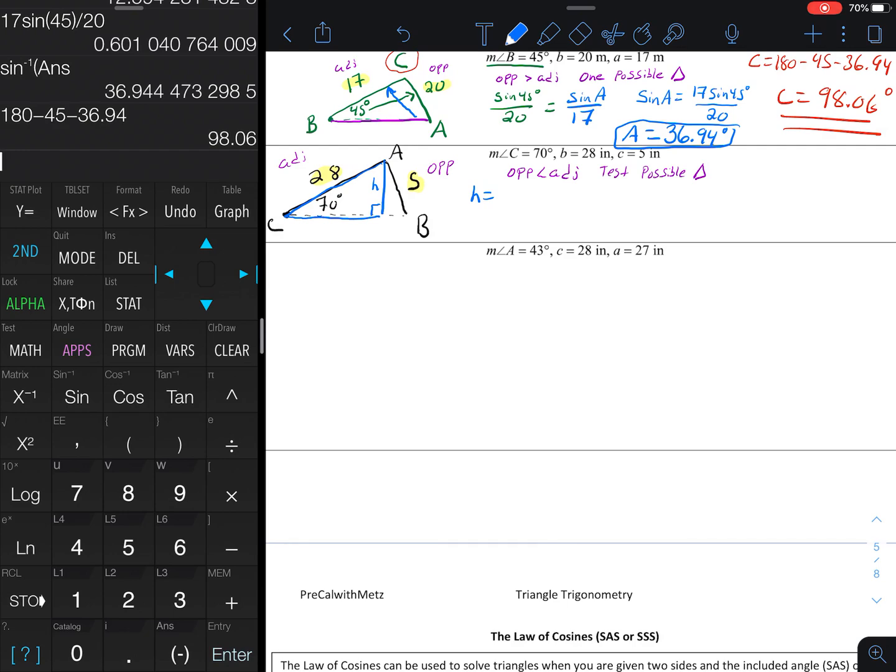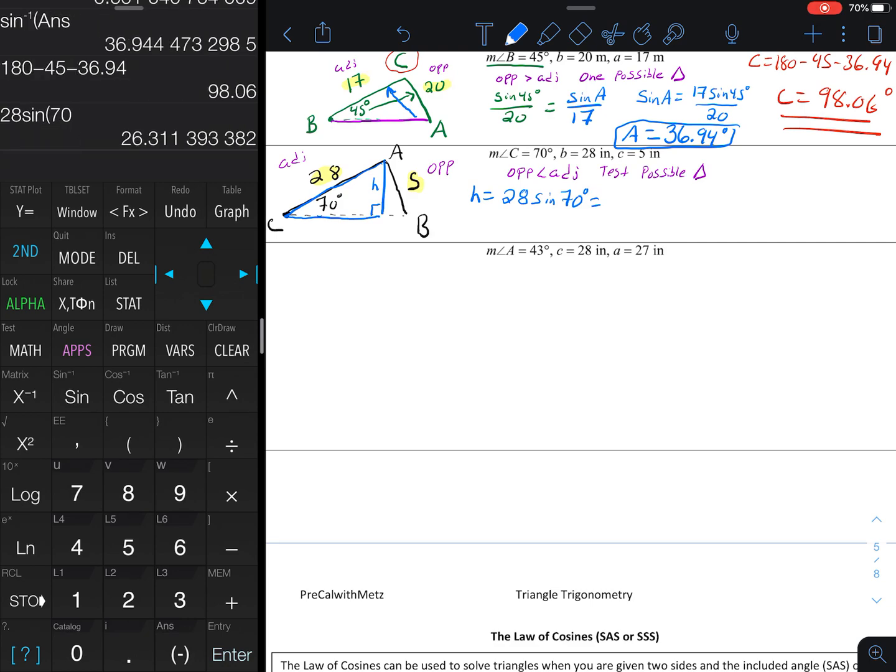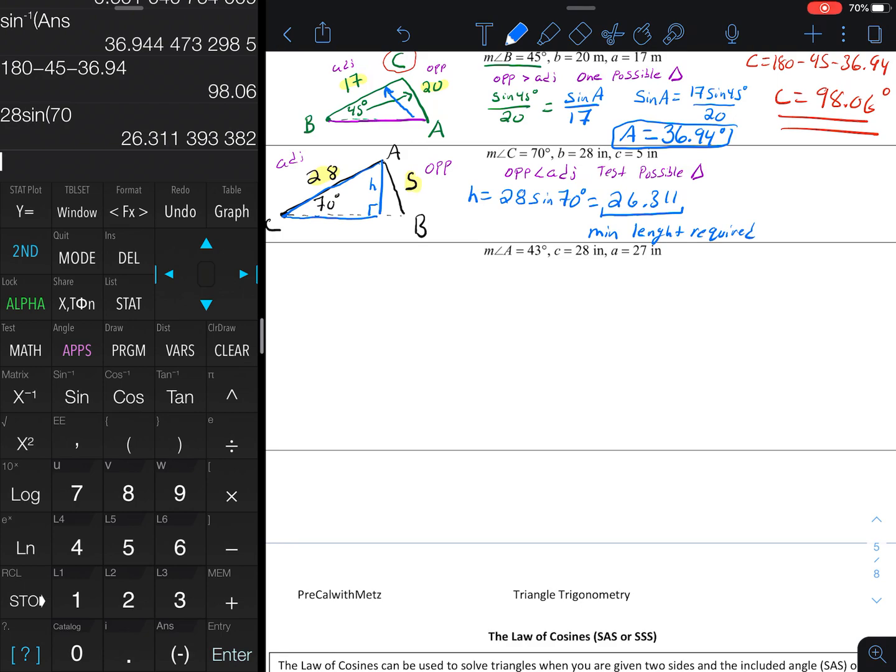So that means sine of 70 equals H divided by 28, opposite over hypotenuse. So H is going to equal 28 times sine of 70. And that's going to give me 26.311. Now, what this number is, 26.311, is the minimum length required for the opposite side.